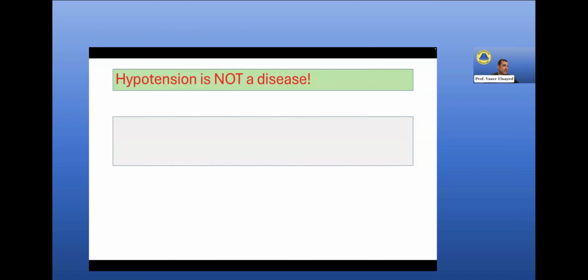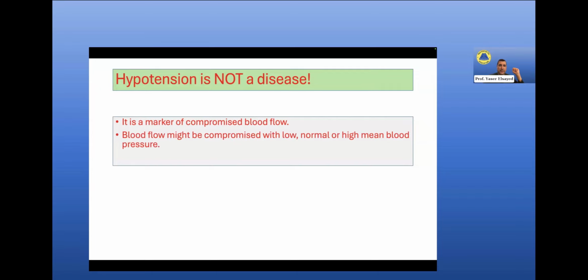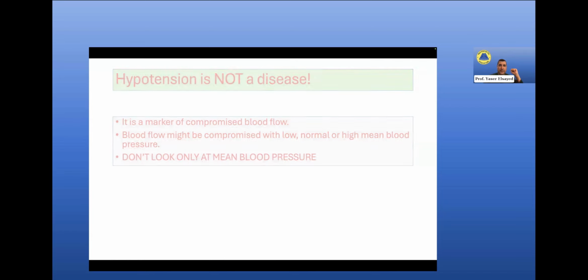So now we should understand that hypotension is not a disease. Hypotension is just a marker or a vital sign of compromised blood flow. Blood pressure might be compromised with low, normal, or high mean blood pressure. High mean blood pressure could be due to vasoconstrictor physiology, which again could be compensatory or be decompensated when the LV performance is impaired. So don't look only at the mean blood pressure.